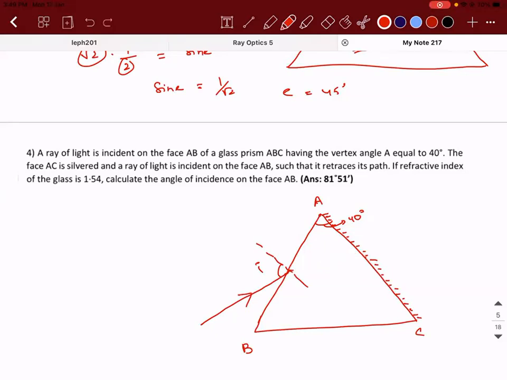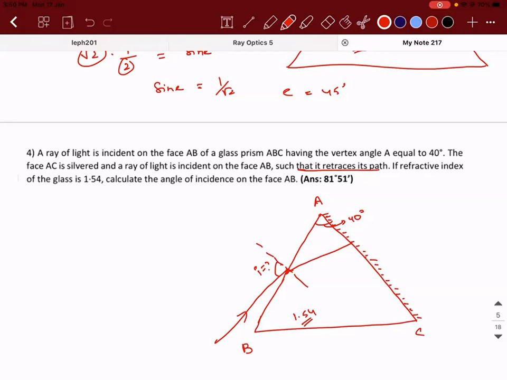The ray is going and hitting the other side such that the light is incident on face AB such that it retraces its path. If the refractive index of the glass is 1.54, calculate the angle of incidence on face AB. I is equal to what? So that this ray is able to retrace its path.